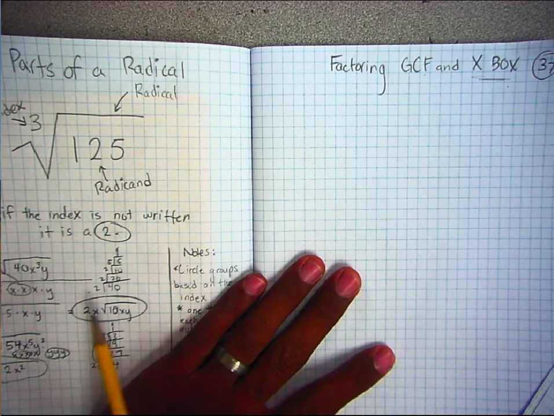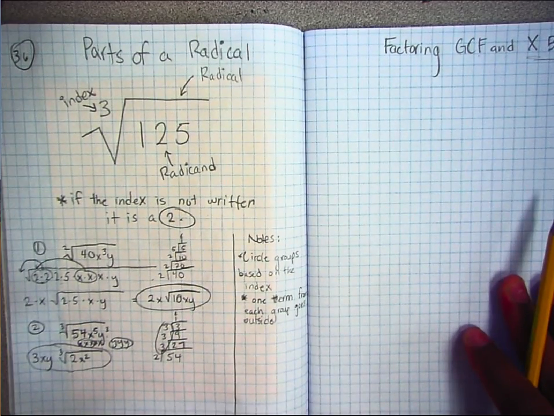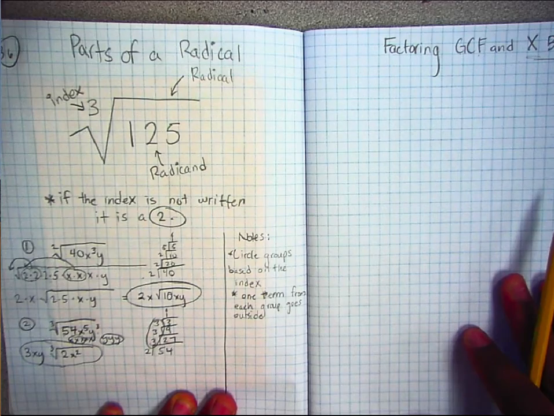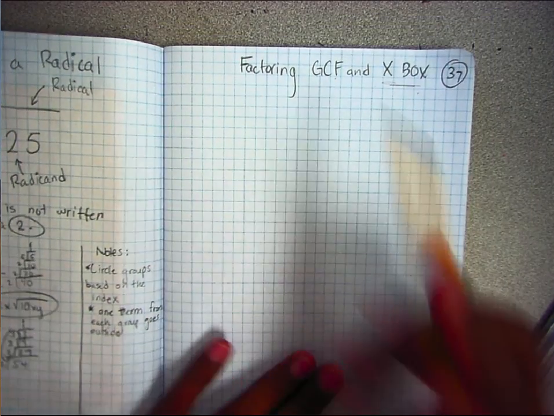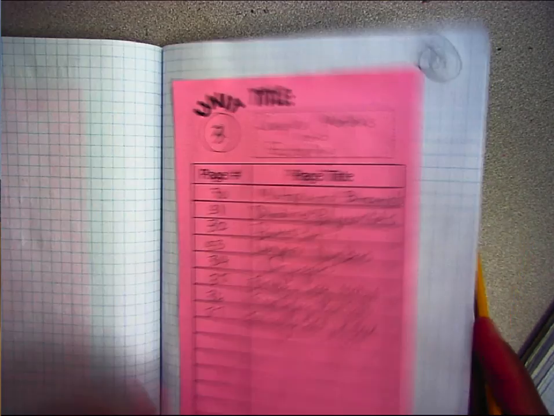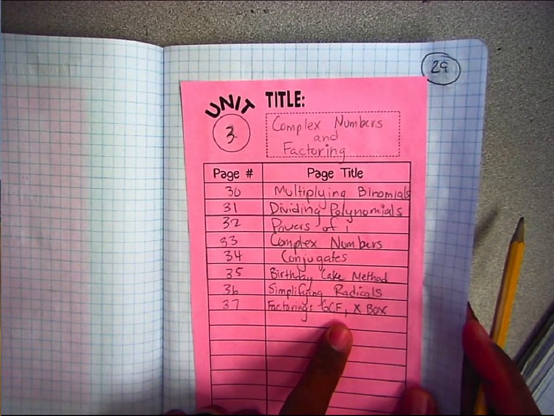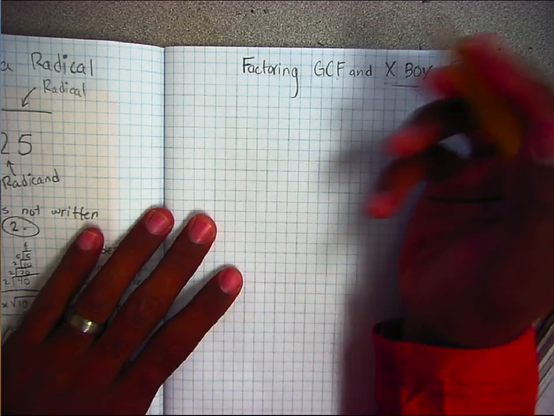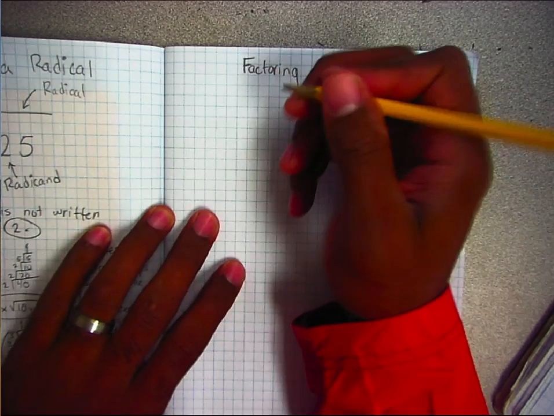We did this part in class, so if you don't have these notes, take a moment, copy those, pause it. Now factoring GCF and X box. Make sure again you're always filling in your table and updating that as you go. So now factoring. Now let's say I give you a problem like this.